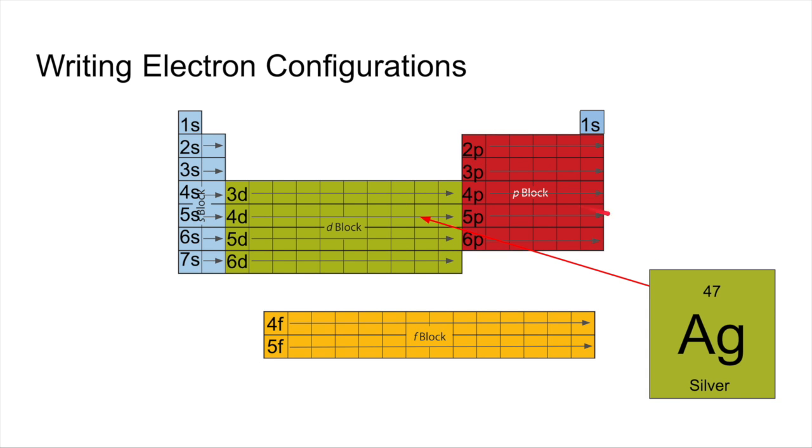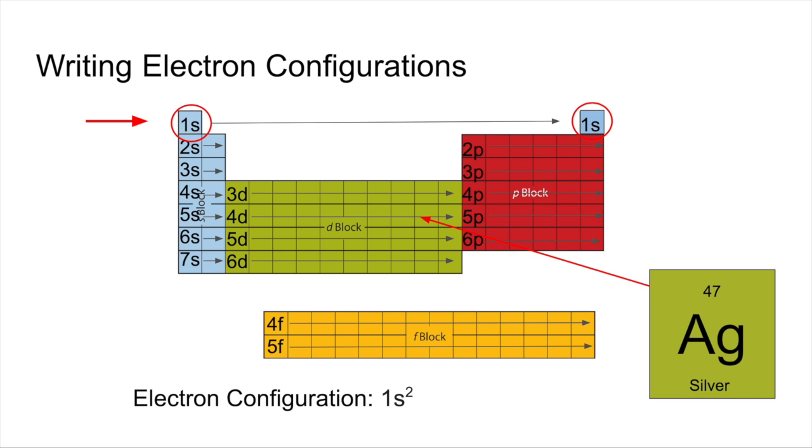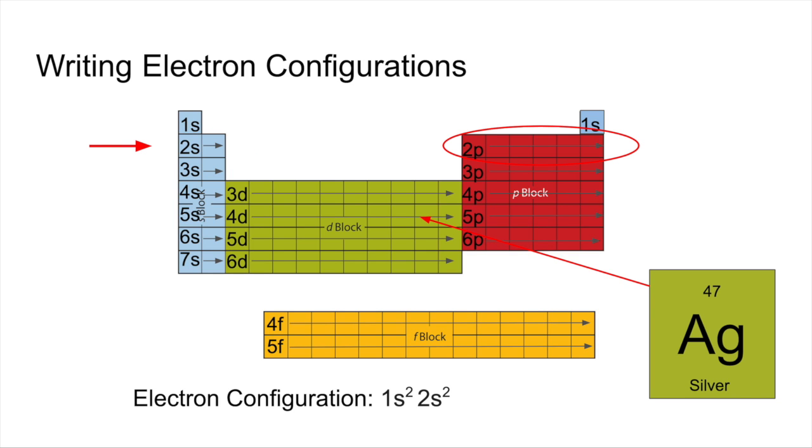Now let's try something trickier. Silver. Silver has atomic number 47, so it has 47 electrons. Remember, we go from left to right and add everything in front. So let's start with the first group, 1s. Remember, the s subshell can have 2 electrons in it. So we have 1s2 because we went across it. Now we're going to go down the group, 2s2. And we go across the period, 2p6, because remember, p can have 6 electrons in that subshell.